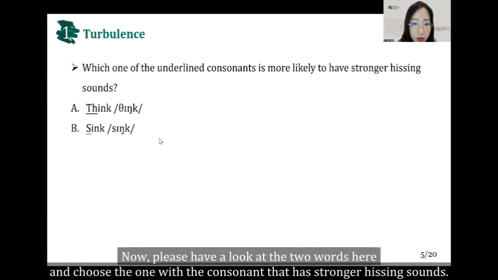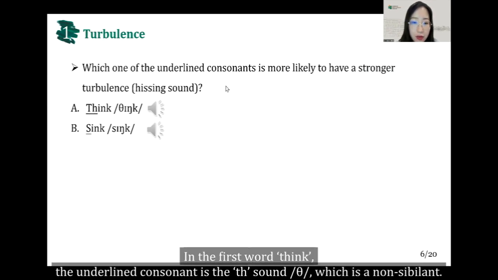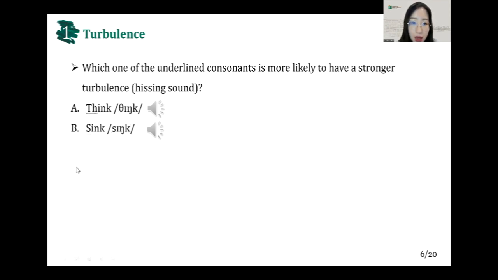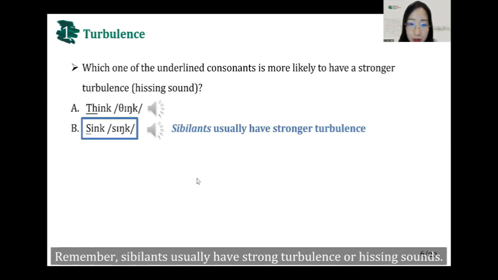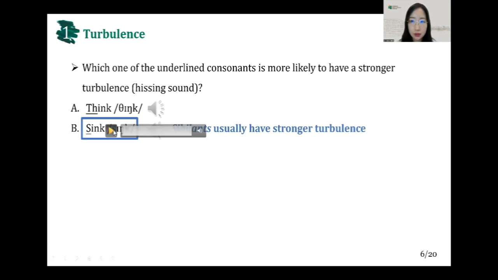Now, please have a look at the 2 words here and choose the one with the consonant that has stronger hissing sounds. In the first word, think, the underlined consonant is the th sound, which is a non-sibilant. Think. In the second word, sink, the underlined consonant is s, which is a sibilant. Remember, sibilants usually have strong turbulence or hissing sounds.